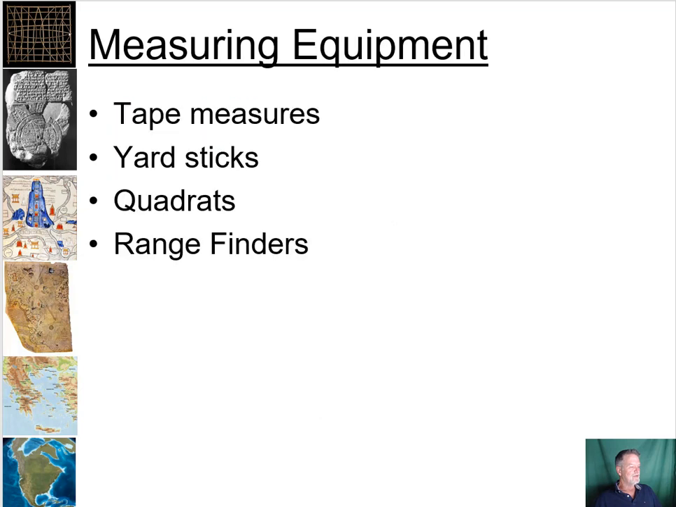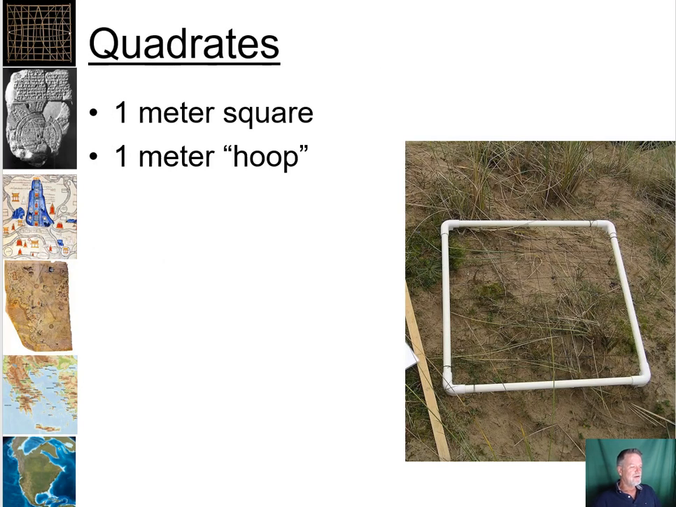Again, there's a lot of different measuring equipment, tape measures, yardsticks, quadrats, rangefinders to lay out the area that you're within. So that's a smaller area rather than the GPS, which is for large areas. And again, these will vary based on your discipline and the goals of your survey. For the first lab, we're going to be using a pretty common one for plant surveys. It's a 1 meter square quadrat. There's also hoops, which are just round ones. We like the square ones.